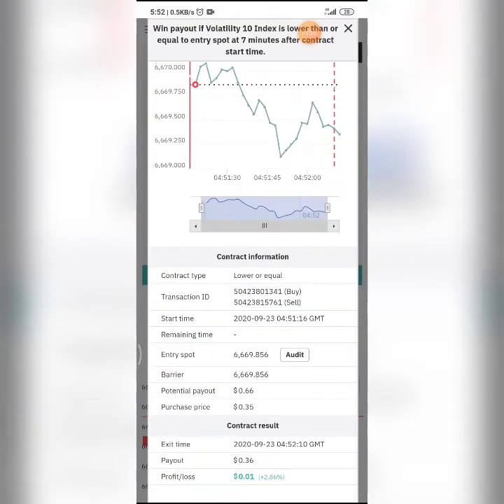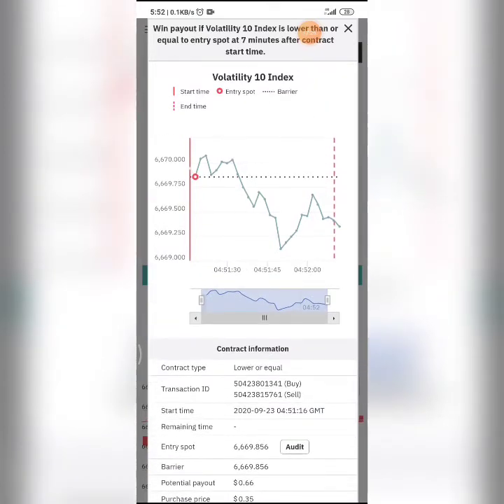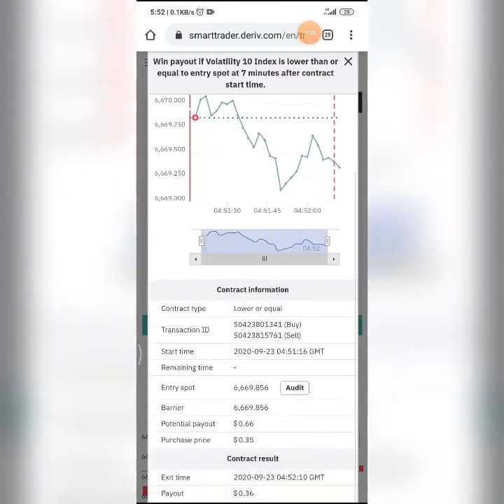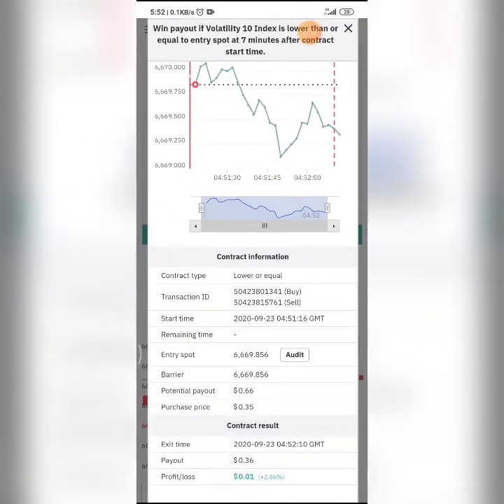So I just got 1 cent there, 2.86%, and that's what the strategy is like. If you understand what I'm doing right here, then you will know what to do when you're trading on your own. You just have to practice this a little bit. This is profit, guys, okay? It's a one deal. So you can see it over here, profit or loss 0.01.